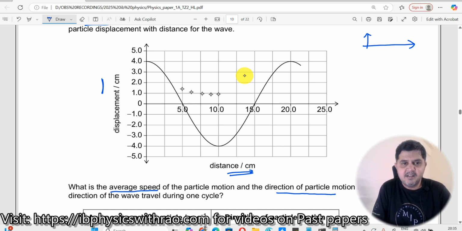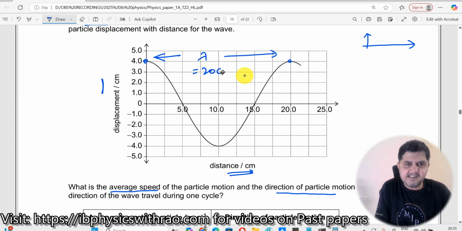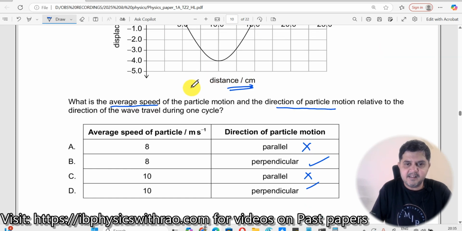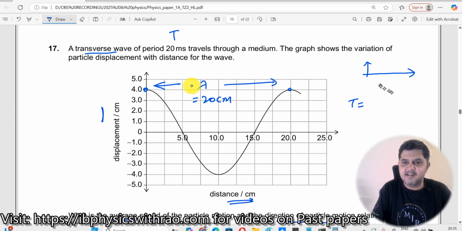So when it is in x-axis in centimeters, from this point to this point is your one wavelength lambda, which should be equal to 20 centimeters. Then your time period has already been given to you. What is the time period given? Time period is given here, 20 milliseconds. What is it you need?